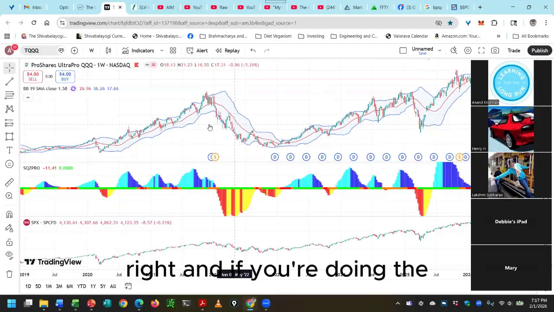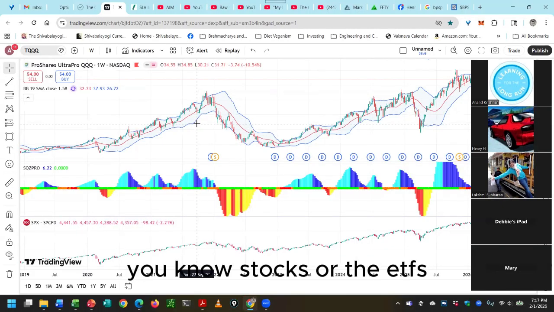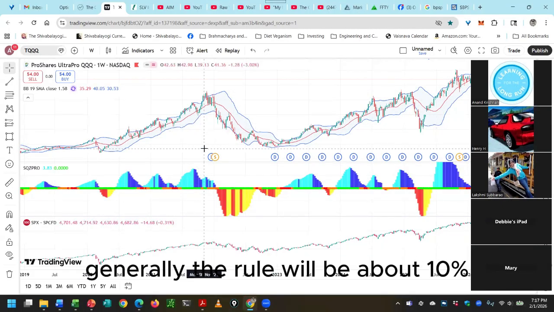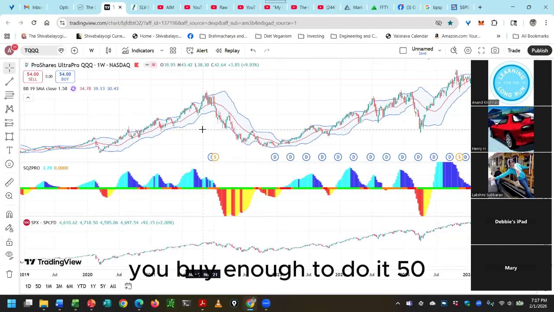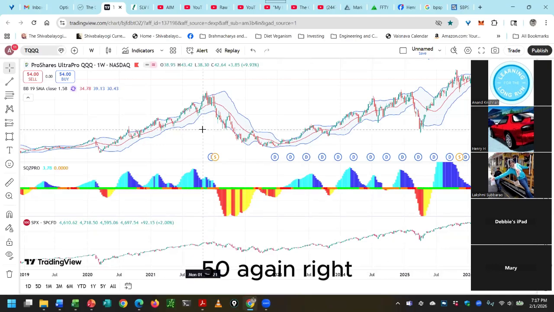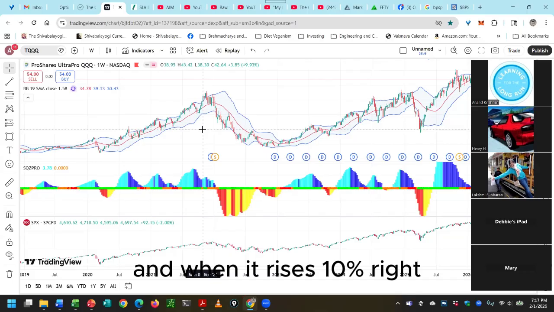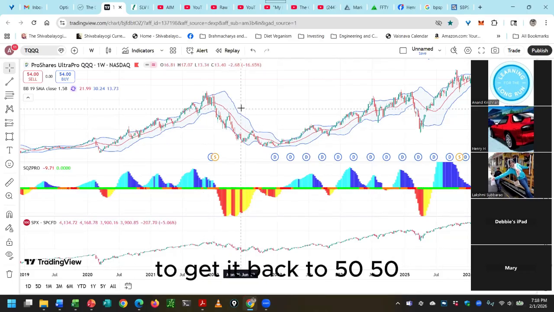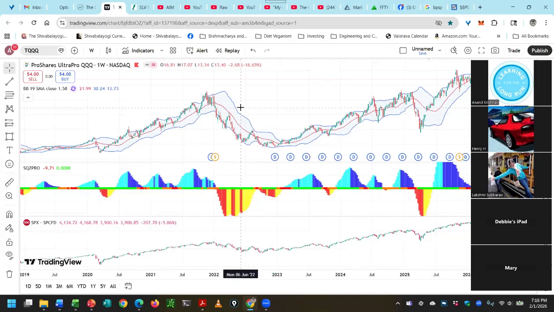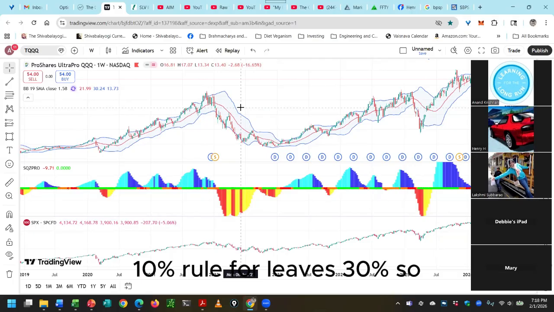And if you're doing the stocks or the ETFs, generally the rule will be about 10%. So if it drops 10%, you buy enough to get it 50-50 again. And when it rises 10%, you sell off the number of shares to get it back to 50-50. So again, rule for stocks 10%, rule for LEAPS 30%.